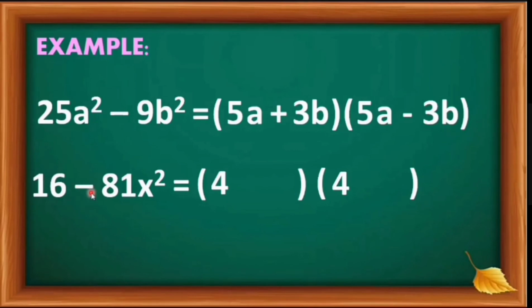And then difference of two squares should be sum and difference of two terms. So that would be plus and minus. Square root of 81 is 9. The square root of x squared is x. So 9x. Kung ano yung sinulat natin dito, sa second term ng first factor should also be the second term of the second factor. So 4 times 4 is 16. 9x times 9x is 81x squared. Difference of two squares, so therefore sum and difference of two terms, 4 and 9x.